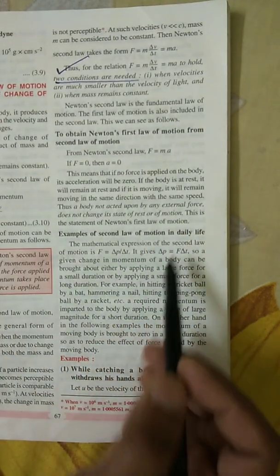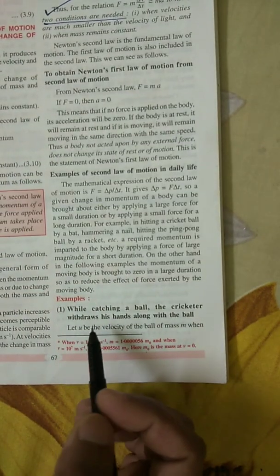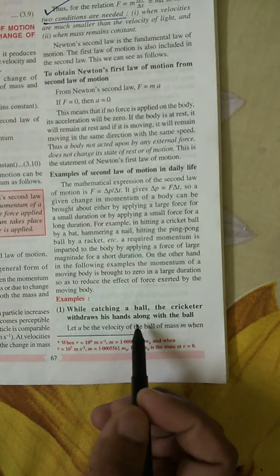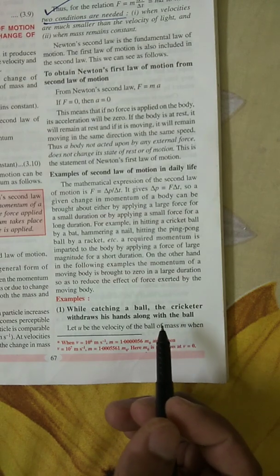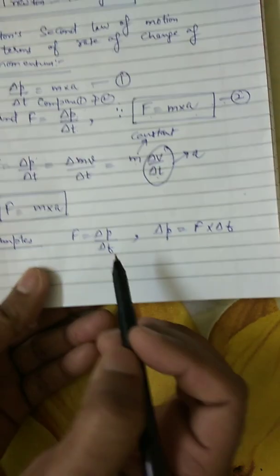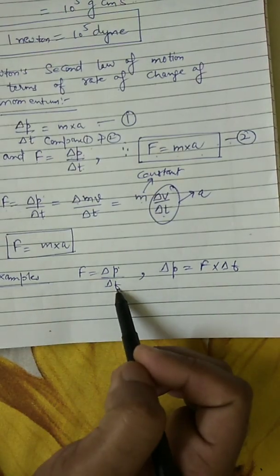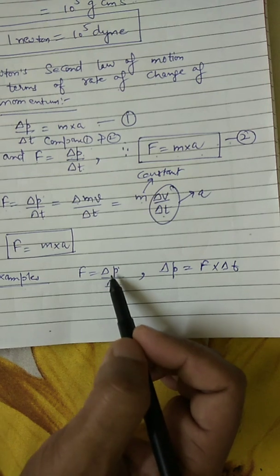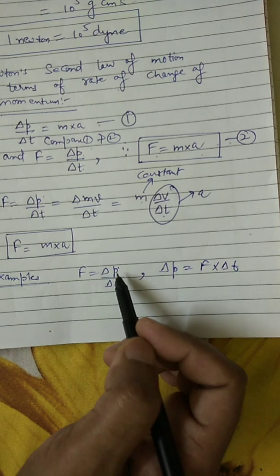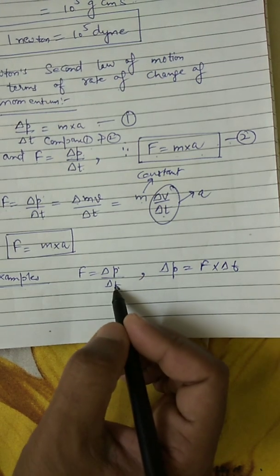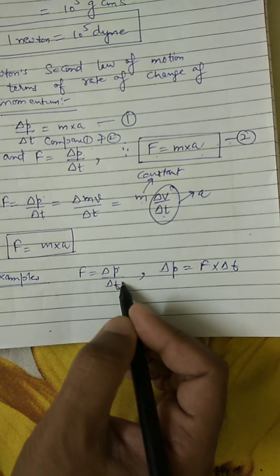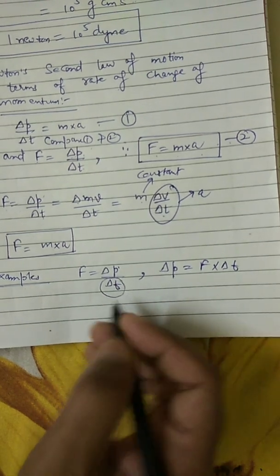Then, examples of second law of motion in daily life. First one is while catching a ball, the cricketer withdraws his hands along with the ball. So in this case, F is equal to delta P upon delta T. As the ball is moving with certain initial velocity, finally when it is caught by the person, he will lower down his hand. So by doing that, he is going to increase the time.